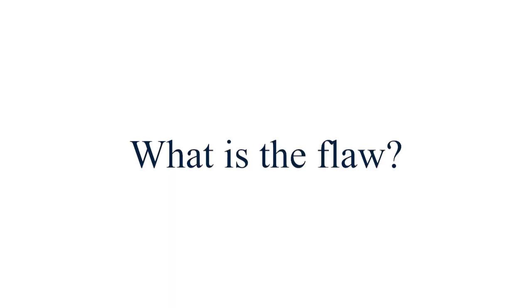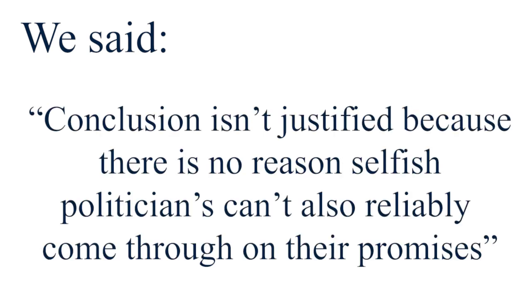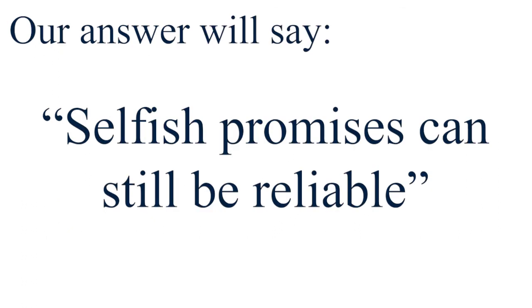This question asks us to find a flaw. Our argument is that even if we accept the premises as fact, the conclusion isn't justified because there is no reason selfish people trying to get elected can't also reliably come through on their promises. So our answer will say something like, selfishly motivated promises can still be reliable.